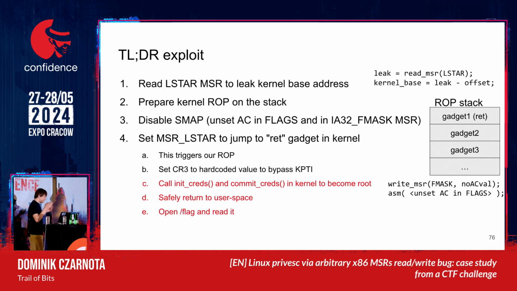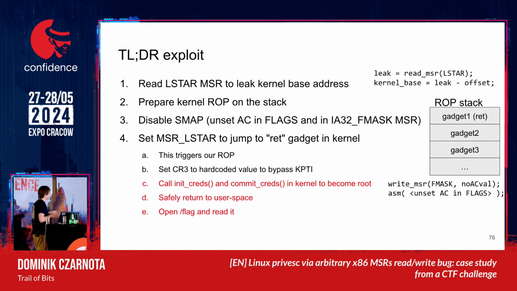Yeah, and then, as I said, to become root, one way is to find the user ID in memory and set it to 0. The other way is that there are two functions in the kernel called init creds and commit creds. If you just call init creds, it will return you the creds object. And then if you call commit creds, it will reuse this creds object, which is initialized with all zeros, which means your process will basically become root. I mean, the user ID of your process will become root.